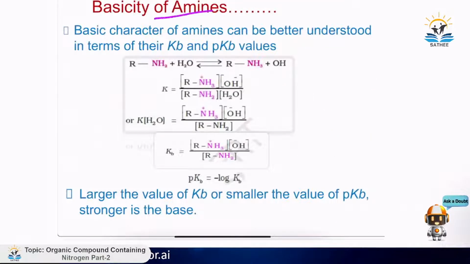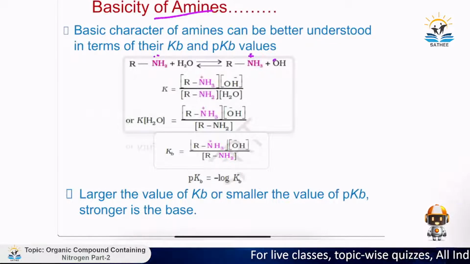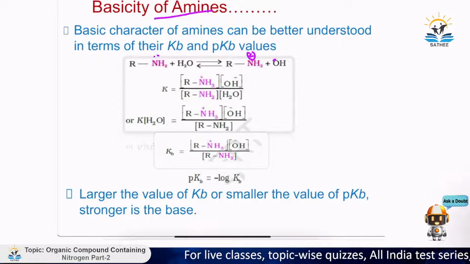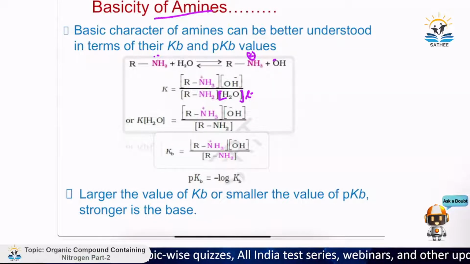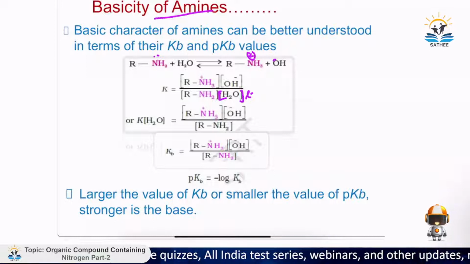Now basic character, we used to take out when we studied the equilibrium chapter, the Kb value. What will be the Kb value? When amine reacts with water, it forms RNH3 plus OH minus. So what is the Kb value? Kb value can be written like this. We have already studied in the equilibrium chapter, and since H2O is a solvent it can be ignored. So this is the final expression for Kb.